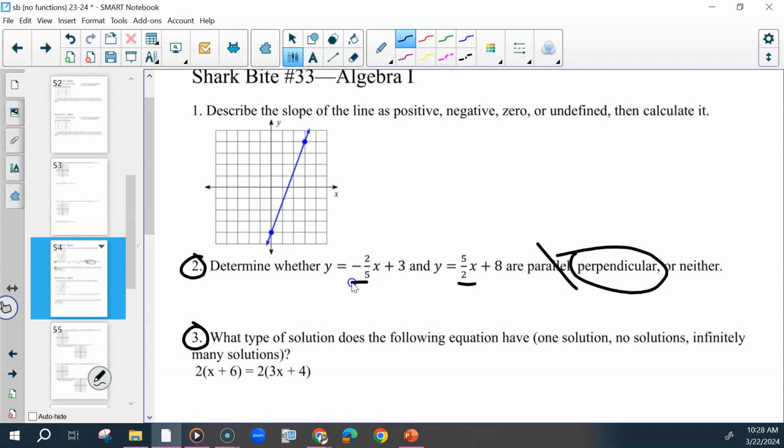If this was 5/2, but still negative, that would be a neither. Or if this was positive, or if they were both negative, that would be a neither.